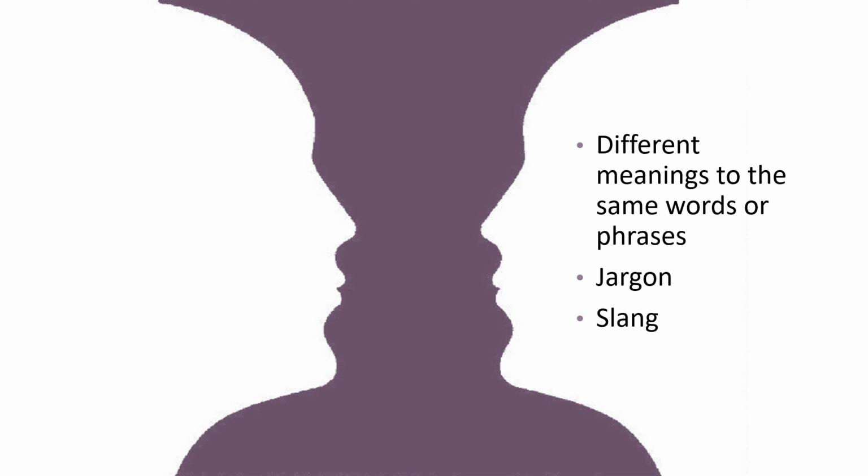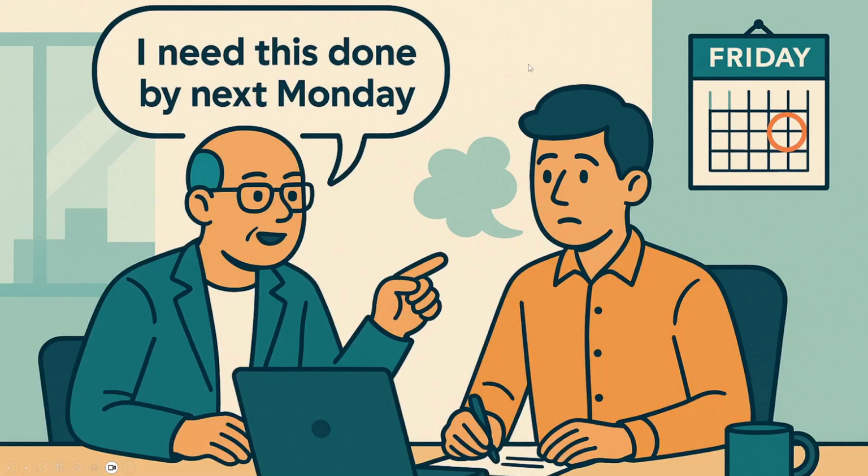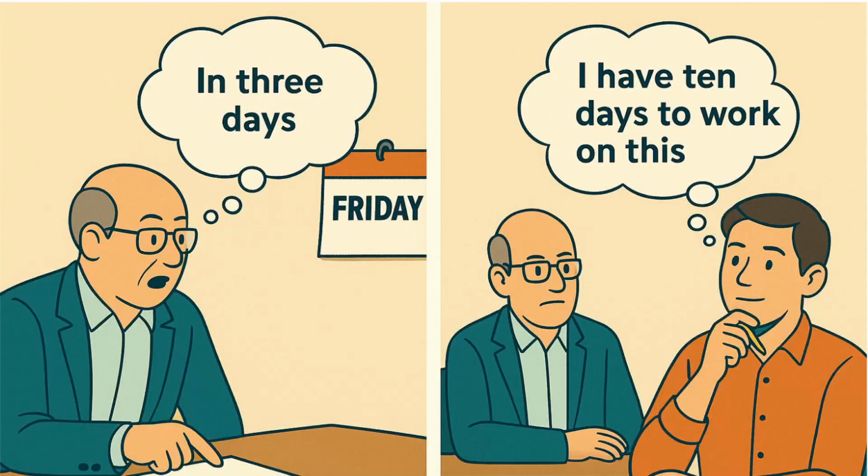A word can have a different meaning in the UK versus Australia versus South Africa versus India versus US, where English is spoken heavily. Or jargon, slang used. As an example we talked about earlier, there was an example already of semantic noise when your boss says, I need this done by next Monday. And today is Friday. How many days do you have time? Your boss might think 3 days, you think 10 days.